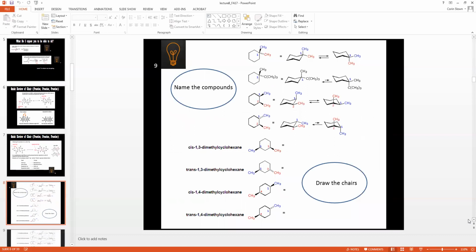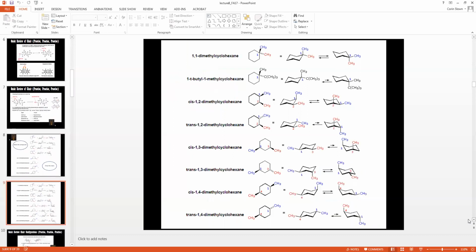Now we're going to practice. We're going to practice naming compounds and drawing chairs. And this practice is really critical because it's the point at which, by repetition, you finally feel comfortable drawing these structures and naming the compounds. So go ahead and press pause and go ahead and practice this. You want to check your work.